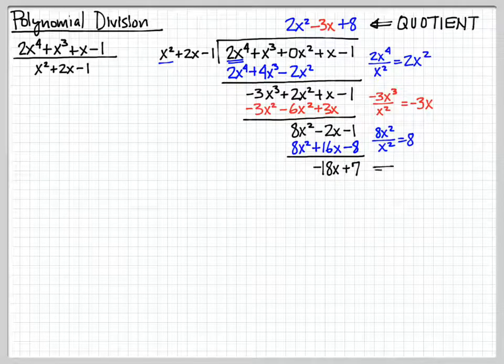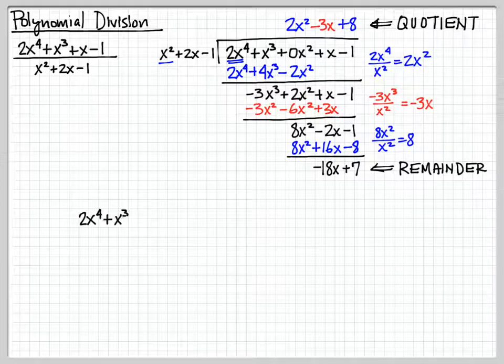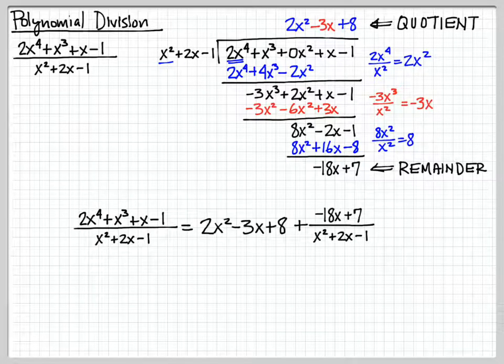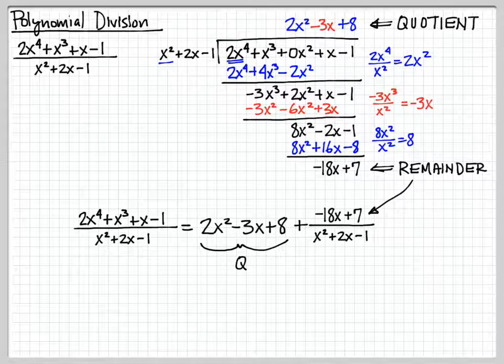I have my quotient term on top, my remainder term on the bottom here, and I could write the whole thing as this division term here is equal to my quotient plus my remainder over my original divisor term here. So this is just another picture of polynomial division. The key idea was this: make sure that you add the 0x squared when there's a missing term here.